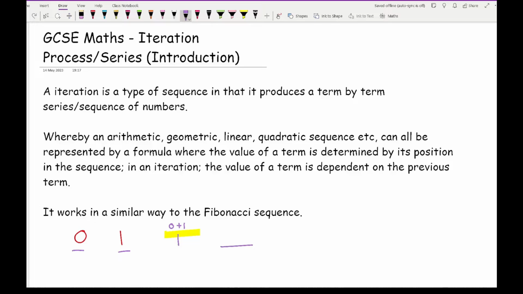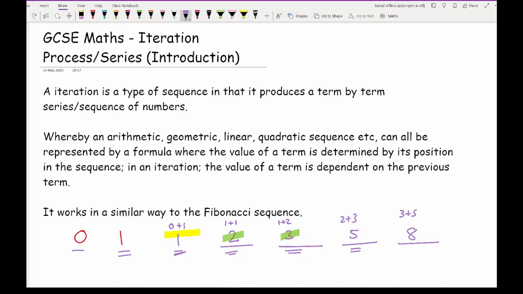Then the next term is the previous two terms, which in this case is 1 and 1, which is 2. Then the fifth term is the third and the fourth term, so 1 plus 2 is 3. The next term is 2 and 3, so that makes 5. And then the next term is the sum of 3 and 5, which is 8.